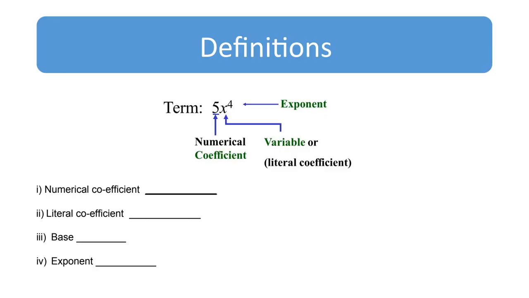So let's answer this question. The numerical coefficient has pretty much been given away. It's a 5. The literal coefficient in this case is an x, so it's the letter. The base, oh sorry, I apologize. The literal coefficient is also going to include the exponent, so it's the x to the power of 4. The base is just the x. So it's the letter that is the base, but the literal coefficient includes the exponent.